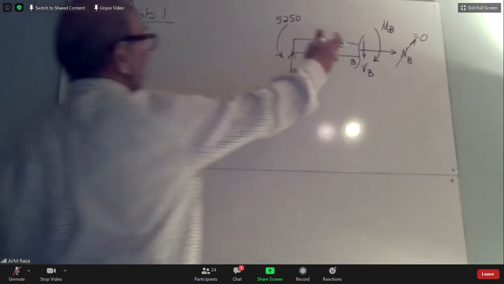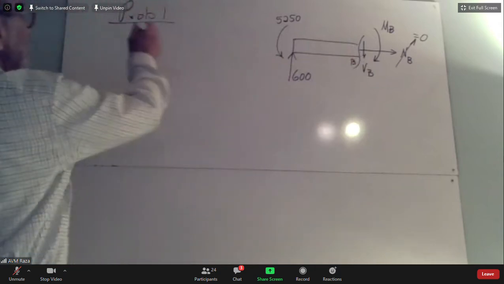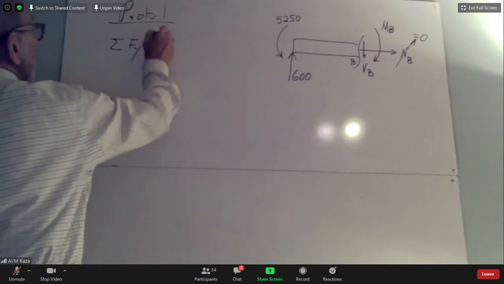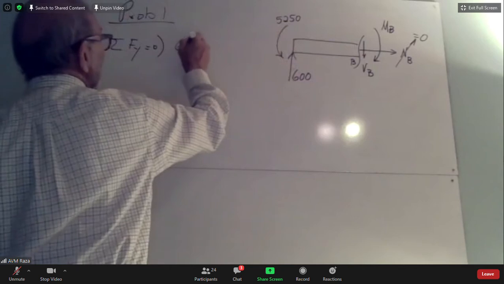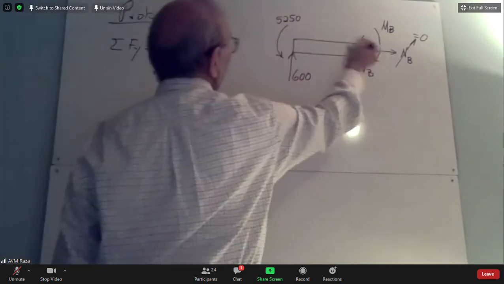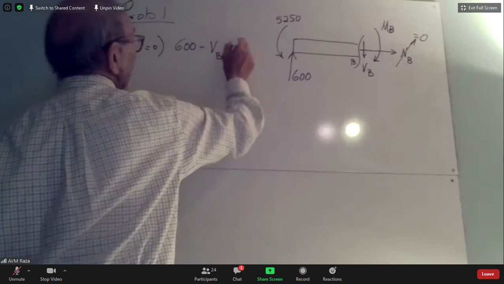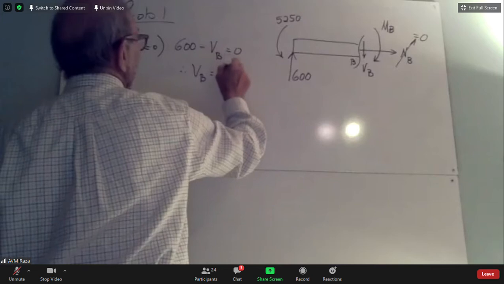To find VB, what do we do? We take sum of forces in the Y direction. Sum of forces in Y direction equal to 0. That will get me what? This is a positive force, 600. And this is a negative force, minus VB equal to 0. Therefore, VB is equal to 600 newtons.